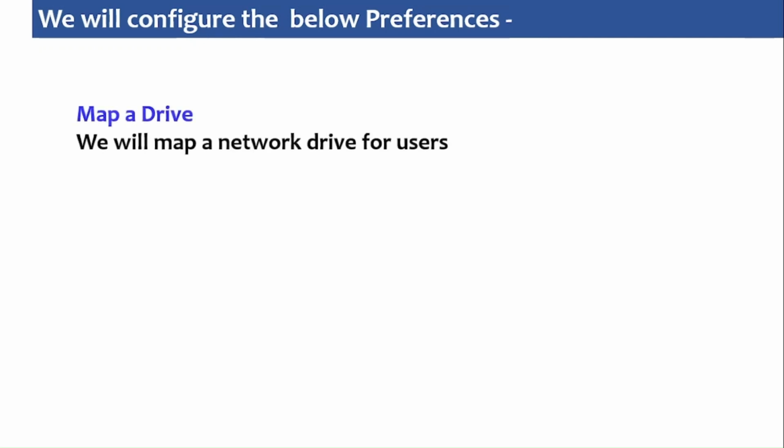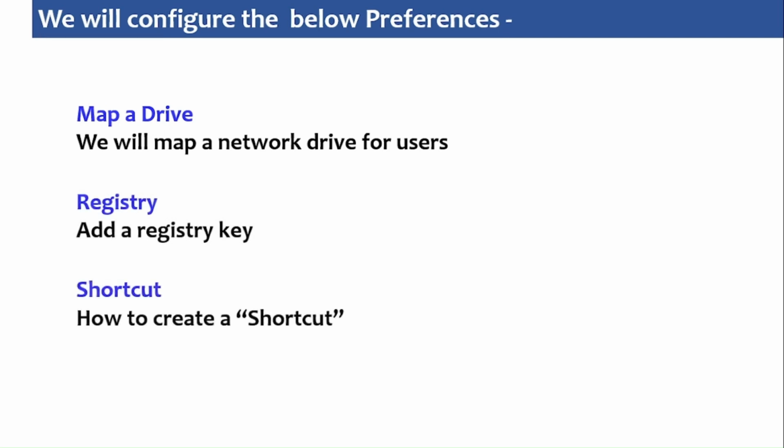So we will be configuring the below preferences. We'll map a network drive for users, we'll add a registry entry, and we will create a shortcut for users. So these are the three preferences which we will be configuring in our lab, and apart from these three preferences, I'll be showing you some of the deep dive preferences as well.